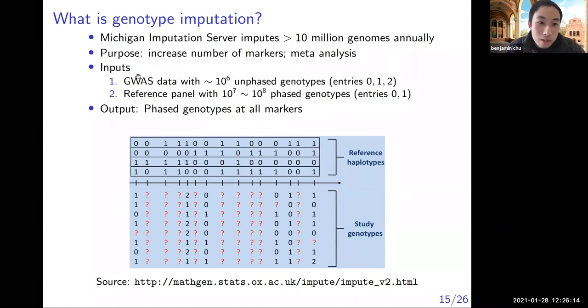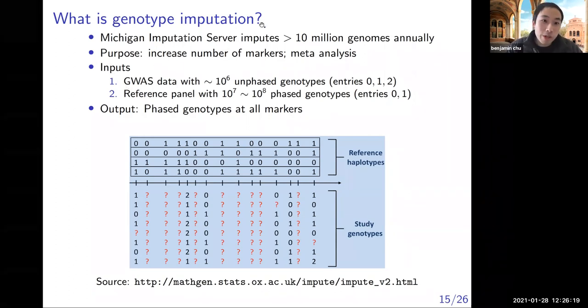In this process, there are usually two inputs to imputation. One is your GWAS data, which is usually the data I was talking about, around a million SNPs. And you also have a reference panel. Here's the reference panel, here's the GWAS data. In the reference panel, you have many more SNPs.